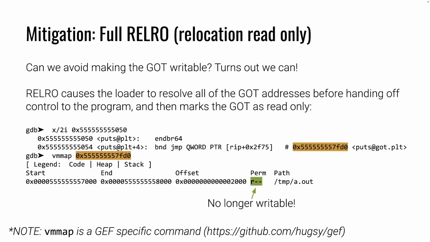And so there are mitigations that prevent this from happening. The mitigation is known as full RELRO, where RELRO is shorthand for relocation read-only. The strategy isn't that complicated if you think about it. What full RELRO does is it forces the loader to resolve all of the entries in the GOT before main is even executed. And not only are they all resolved, but that page of memory that used to be read-write becomes read-only. And so we can no longer overwrite these pointers.